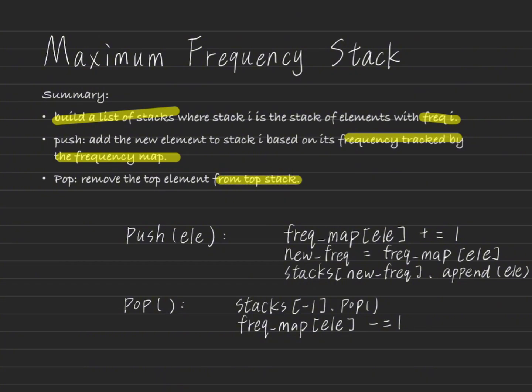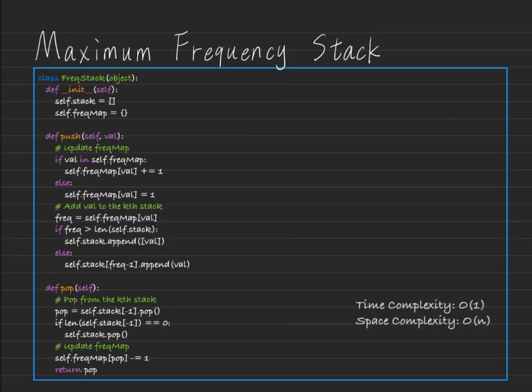Below, I wrote some code snippets. Every time we push an element, we need to update the frequency map and also insert into the corresponding stack. And every time we pop, we can just pop from the top stack, and also update the frequency map correspondingly. Here is the complete code in Python. There are some extra steps needed to initialize the frequency map if it doesn't exist, or initialize a new stack. However, the core logic stays the same.